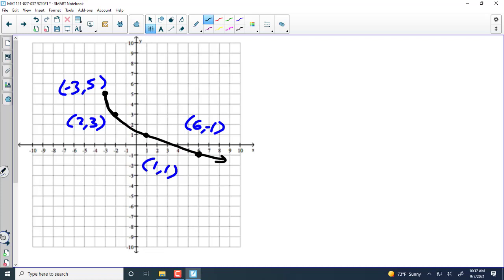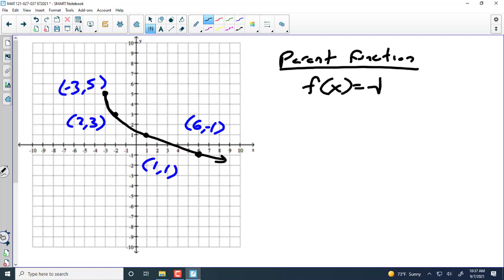Now, it's pretty clear which graph has been transformed. I'm sorry, the more difficult thing is to figure out the equation that generated this transformed graph. So what's our parent function here, everyone that wants to play? Which one of our 5 basic functions got transformed? f(x) equals the square root of x.